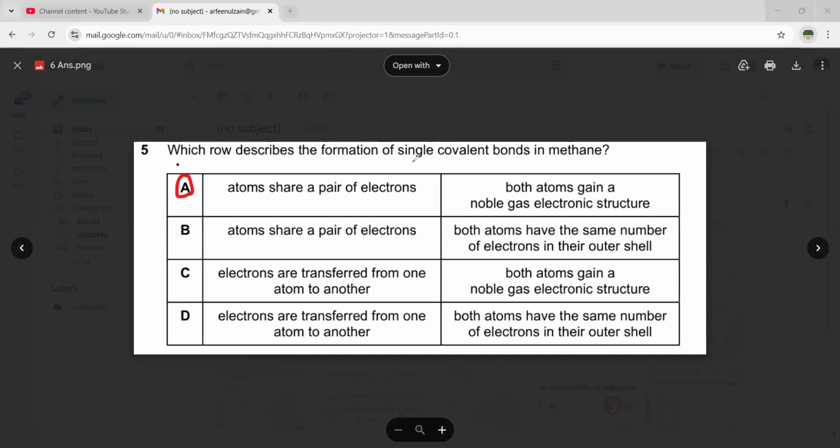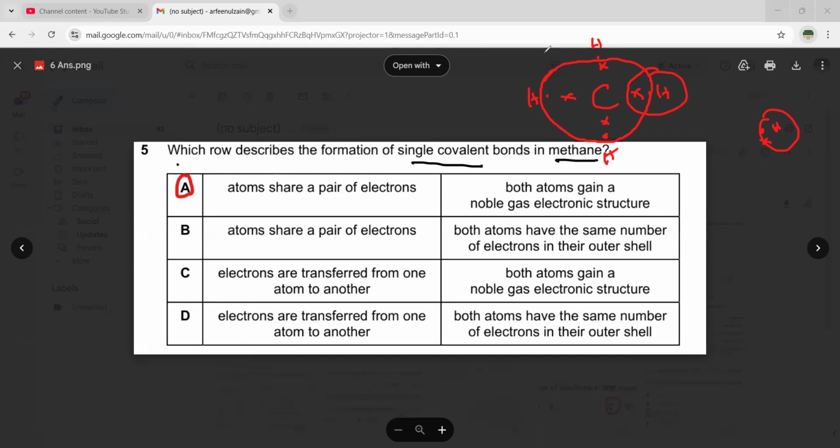Which row describes the formation of a single covalent bond in methane? How is a covalent bond formed in methane? Carbon belongs to group 4 and shares 4 electrons, one with each hydrogen. And hydrogen also reaches a noble gas configuration. How? Hydrogen has 1 electron in the first shell. When it shares, there is another electron, so it completes the shell because the first shell can have 2 electrons. And carbon also completes the noble gas configuration. How? It has 8 electrons in the outermost shell after sharing.